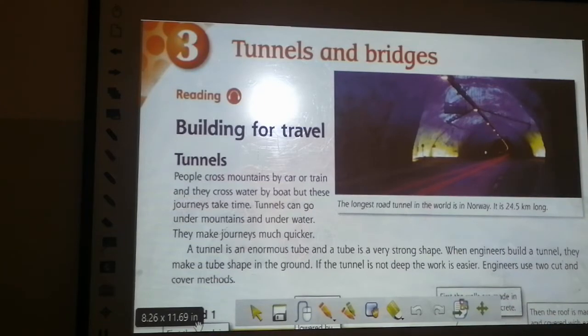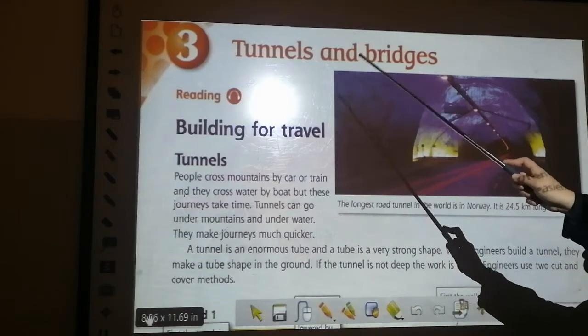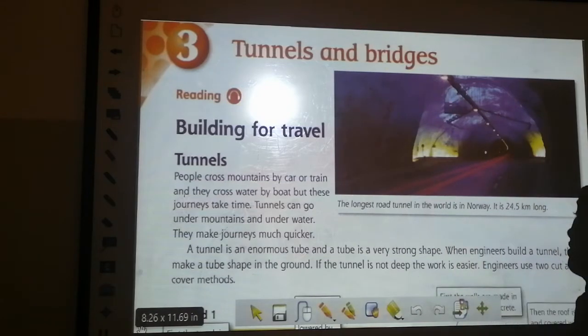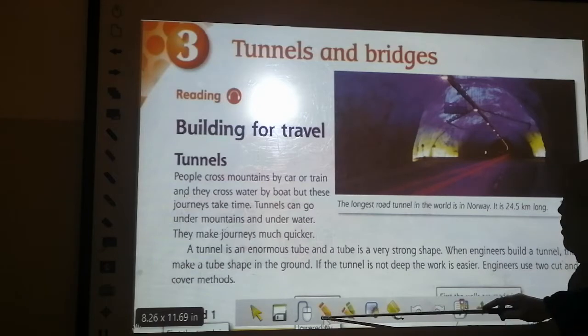Today, inshallah, we will continue our reading lesson. Last time we started Unit 3. The title of our unit is Tunnels and Bridges. What is a tunnel?